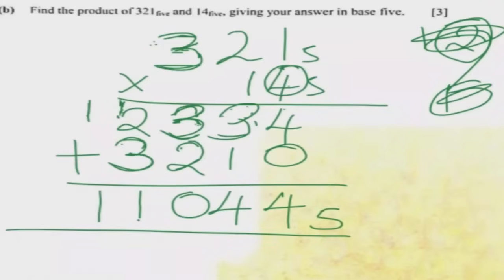So multiplying 3, 2, 1 in base 5 by 1, 4 will give us 1, 1, 0, 4, 4 in base 5. Okay, so basically that's how you multiply numbers like this one.